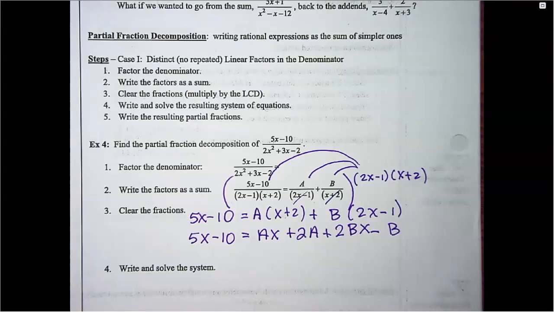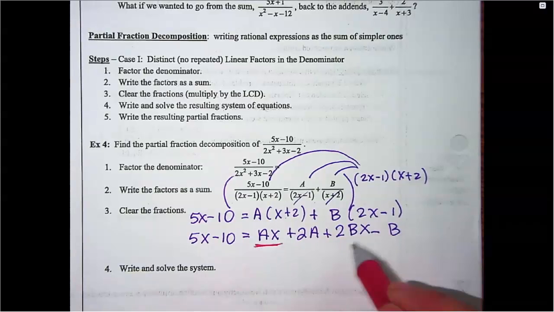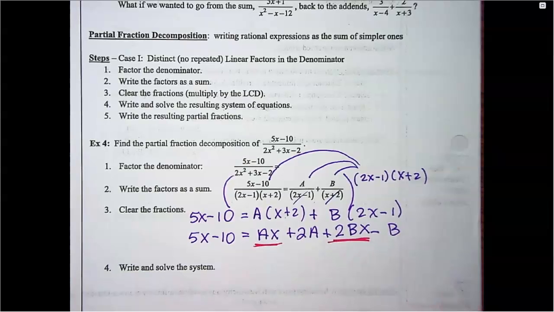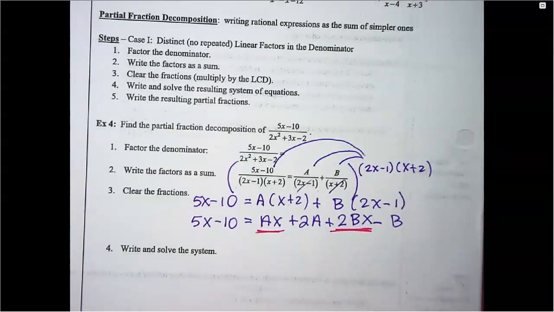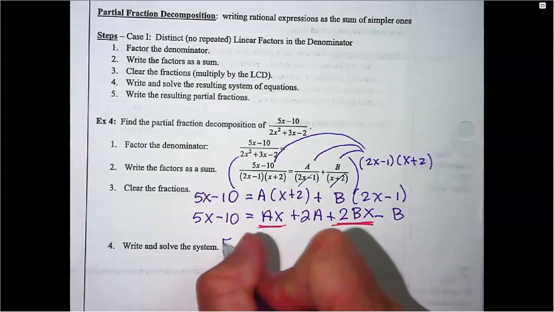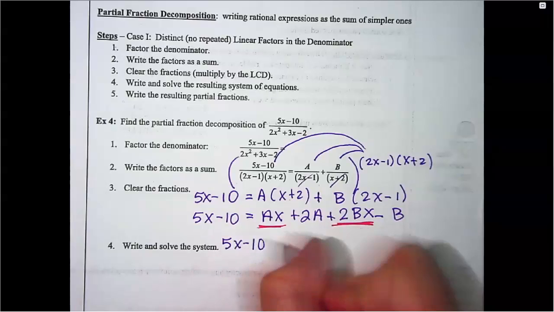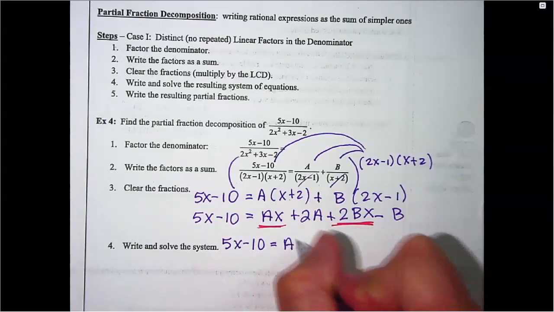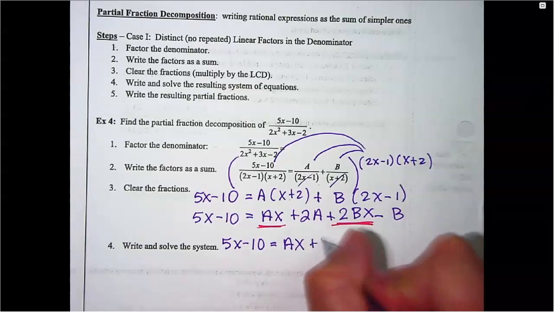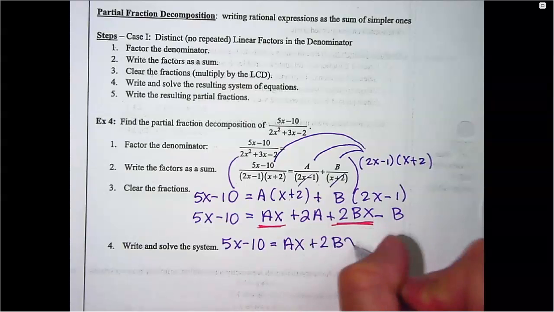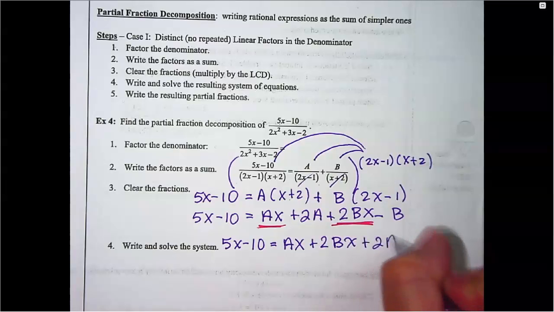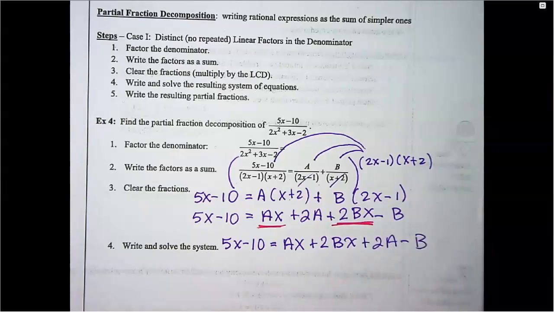Then what we're going to do is gather together all of our x's. So here's an ax, here's a 2bx. We're going to put those by each other. So we're just going to use commutative properties. So 5x minus 10 equals ax plus 2bx plus 2a subtract b.